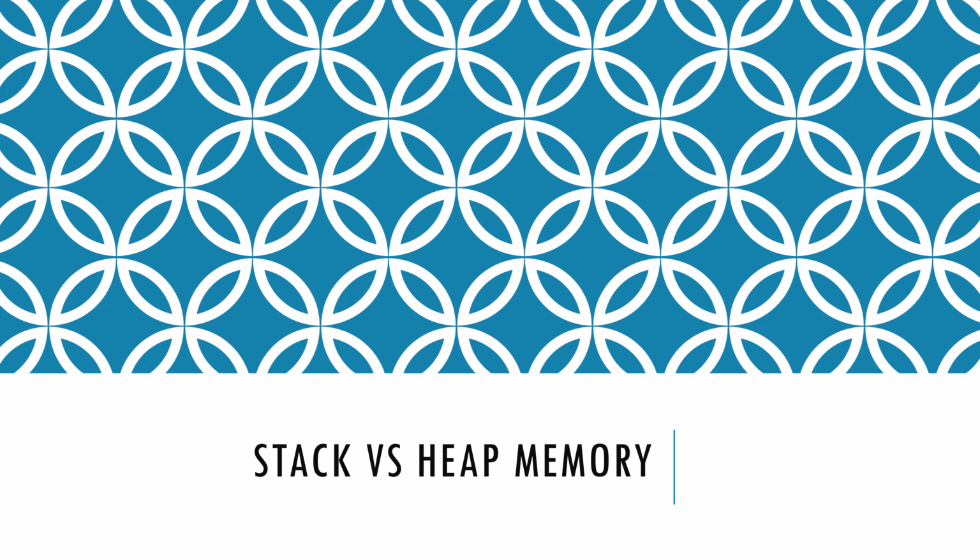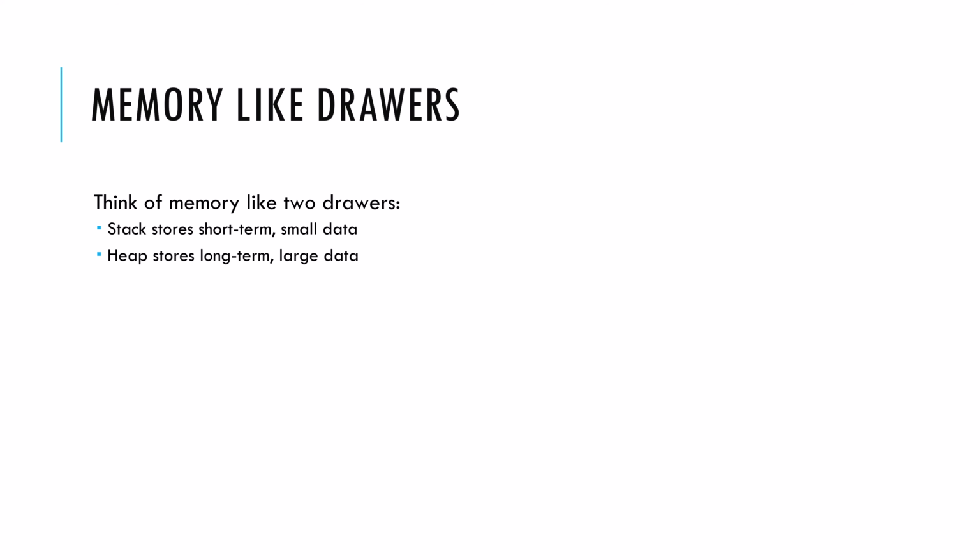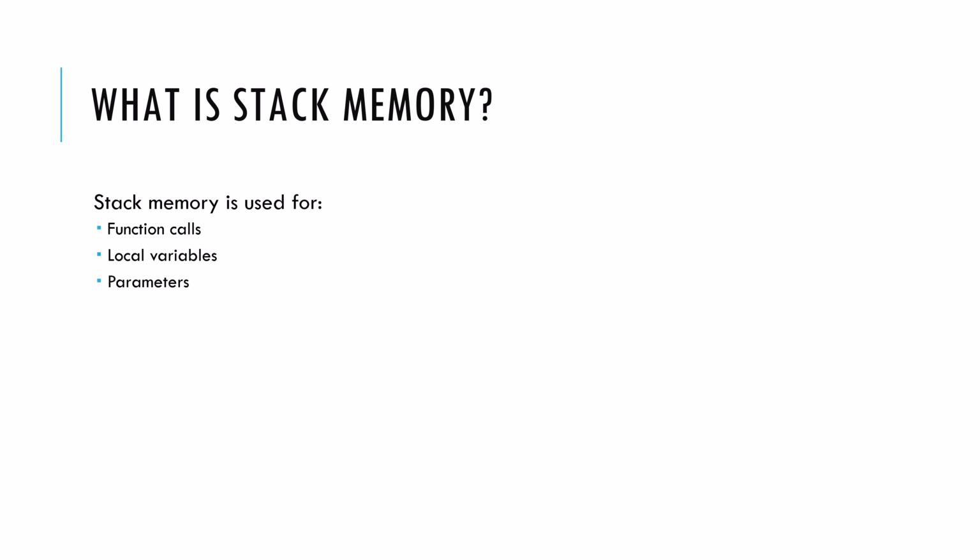So let's begin. Whenever you run a program, it needs memory to store data. This memory is mainly divided into two parts: the stack and the heap. Think of them as two different drawers where a program stores its data. Each has a different purpose and behaves differently. Let's first talk about the stack.